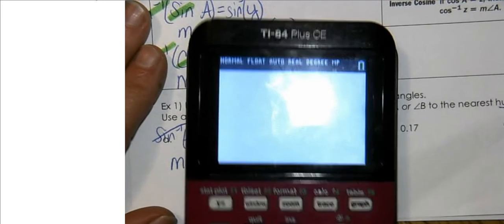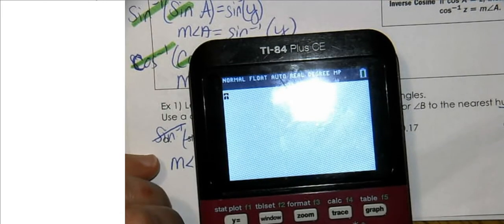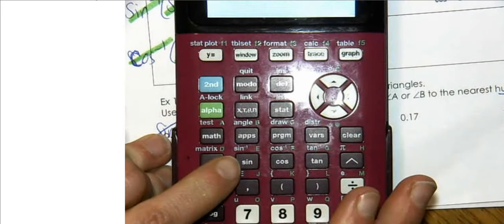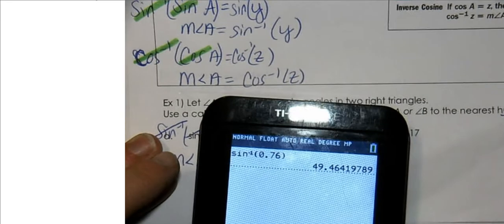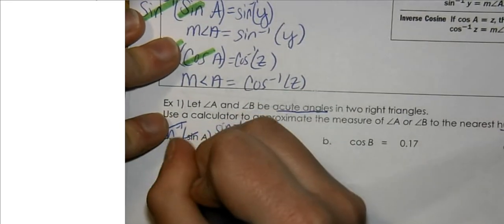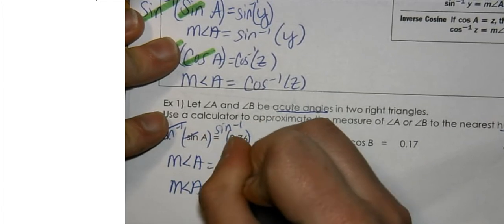So in my calculator, I'm going to press second, and I'm going to go down to sine. So second sine, so now I see sine inverse of 0.76. And I'm going to close my parentheses, and I end up with 49.46 degrees. And that is the measure of angle A. 49.46 degrees.